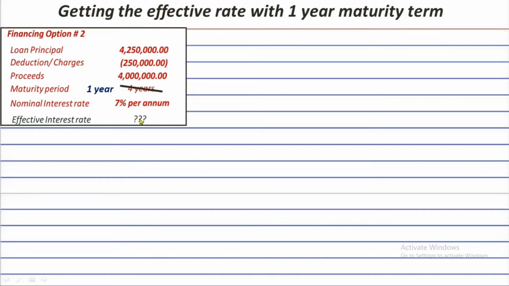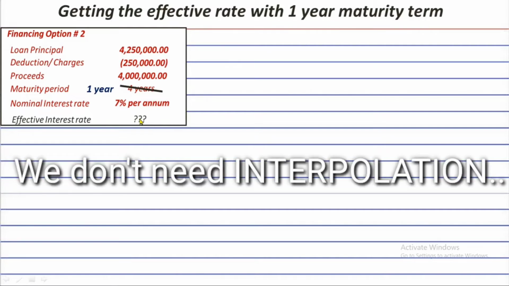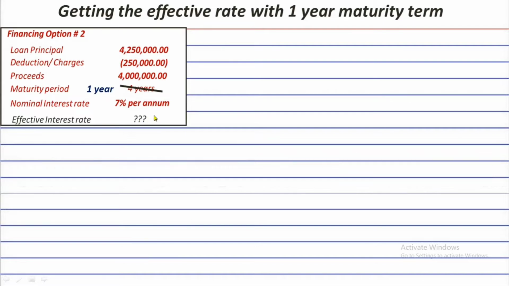Guys, I will tell you in advance. We don't need to do the interpolation and the trial and error. We just need two things. We just need to have the net interest to be paid over the proceeds. That's the only two amounts that you need. But it's not that simple. We need to elaborate each of these. So let's start with the numerator.